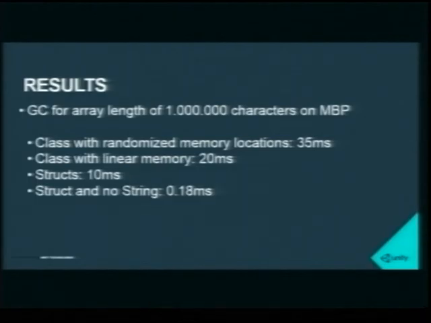So here are some results. Running this with 1 million characters on a pretty up-to-date machine. The first case, with a class, and artificially making sure that the objects are scattered around in memory like crazy. You can see it takes 35 milliseconds to do a garbage collection pass on this. The second case is still with a class, but forcing the character objects to be completely right next to each other in memory. This is something you cannot do manually from script code. This is like a fake testing scenario.